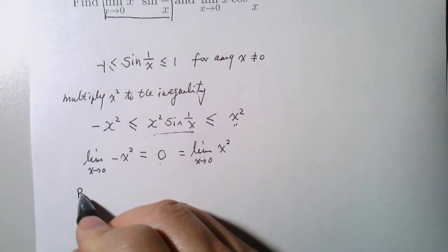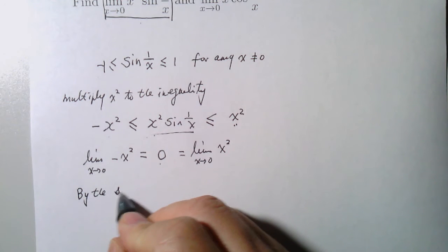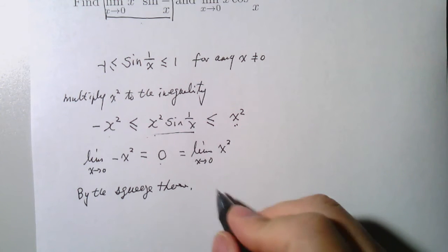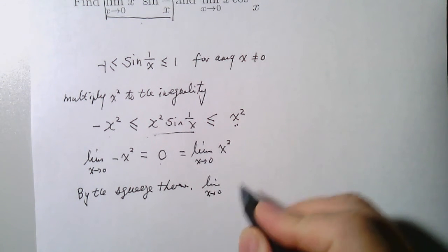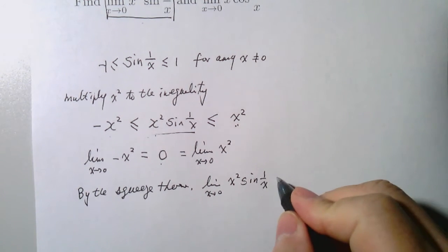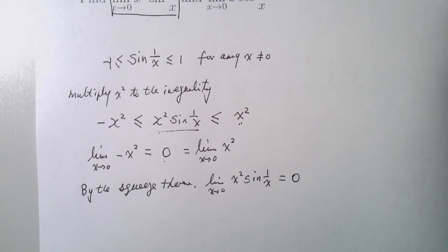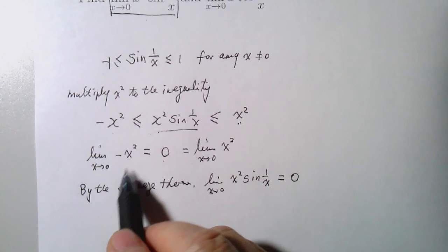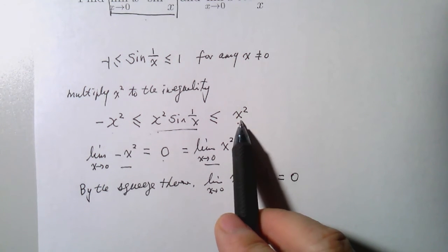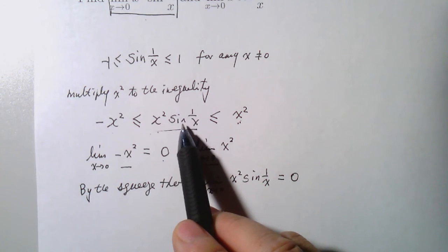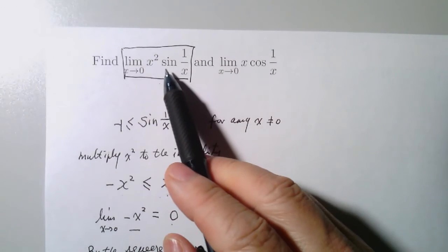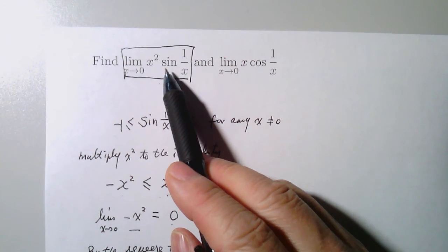Okay, so now we're going to say by the squeeze theorem, the limit as x goes to 0 of x squared times sine 1 over x equals 0. That's how we need to do it. Make sure you indicate this, because you want to make sure that this goes to 0 and that goes to 0, forcing the middle one to go to 0. So that's where the limit exists. So now we found that the limit actually exists and equals 0.